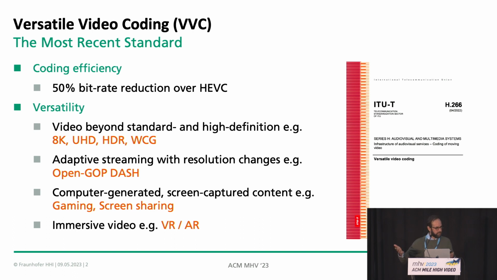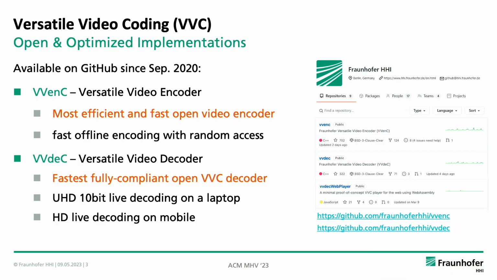and was developed to provide 50% bitrate reduction on average over HEVC, with a focus on versatility, so different applications from video beyond standard and high definition. It supports improved adaptive streaming, enabling open GOP adaptive streaming, but that's a different topic we will hear more about this year. Gaming, screen sharing, and immersive video.